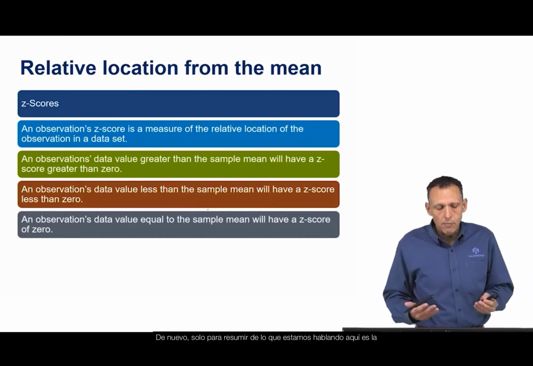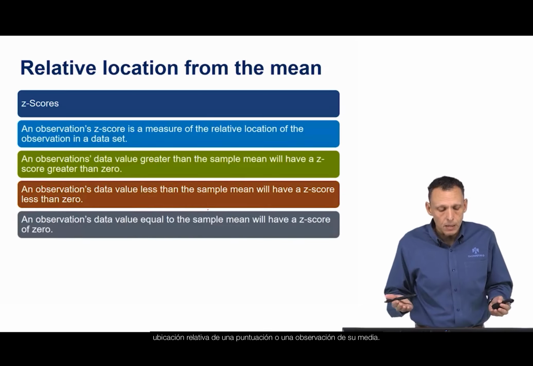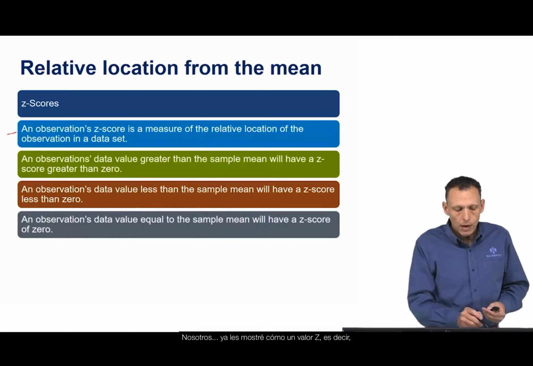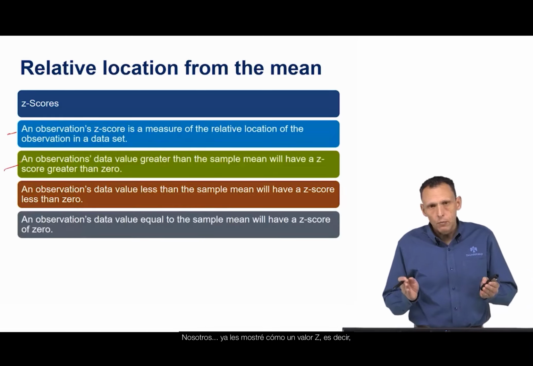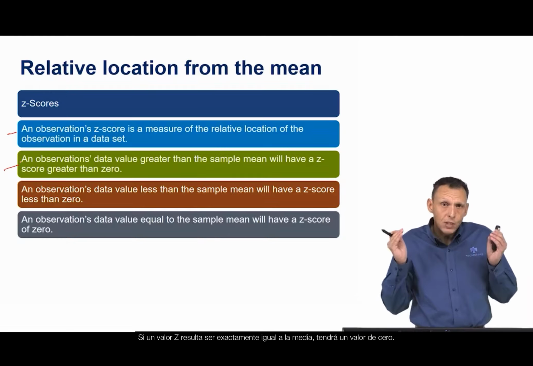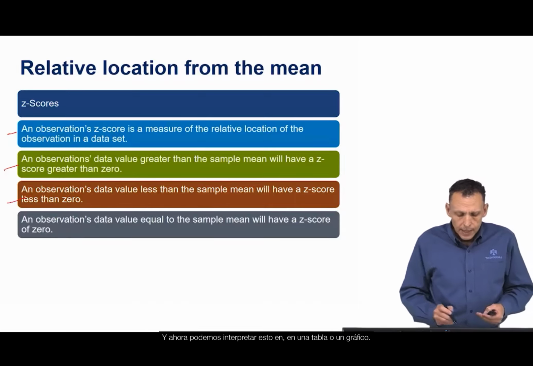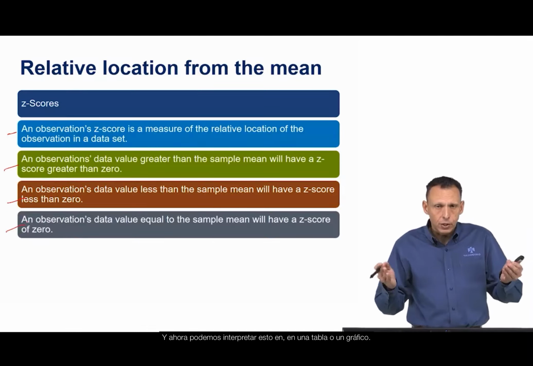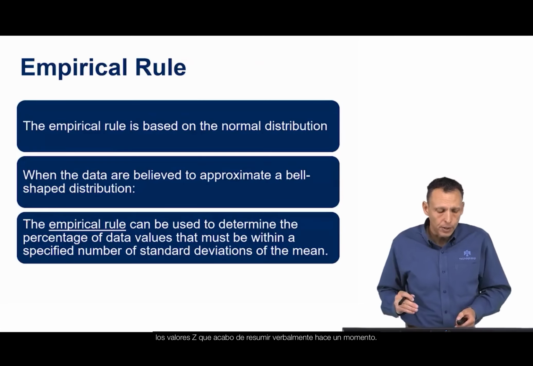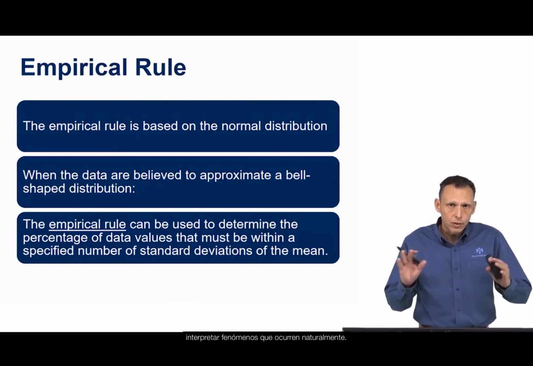So again, just to summarize, what we're talking about here is the relative location of a score or an observation from its mean. A z-score will help us interpret that in the data set very quickly. I've already shown you how a z-score that is above or below the mean is going to have a positive or a negative value. If a score happens to be exactly equal to the mean, it's going to have a z-score of 0. And so we're able to now interpret this in a chart or a graph. These are really all the phenomena around z-scores that I just summarized verbally a moment ago. But where I was going with this is that we can use this to help us interpret naturally occurring phenomena.